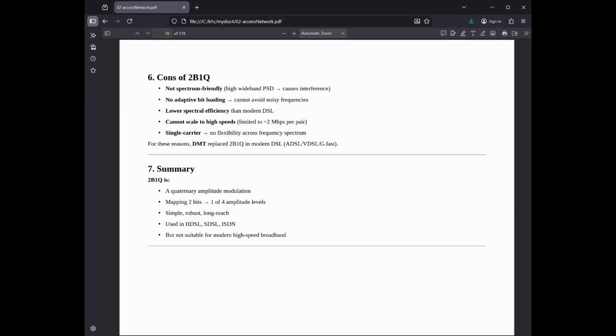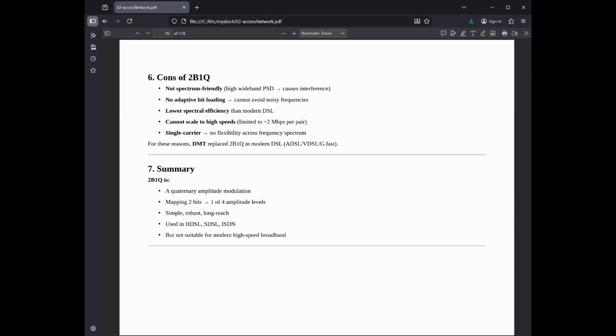Lack of self-synchronization. 2B1Q does not guarantee a voltage transition with every symbol. If a long string of identical bit pairs is sent, for example 00 00 00, the signal remains at a constant voltage, -3V. Without transitions, the receiver's clock can drift, leading to a loss of synchronization. Solution: to fix this, systems using 2B1Q often employ a scrambler to randomize the data and ensure enough transitions occur to keep the clocks in sync.